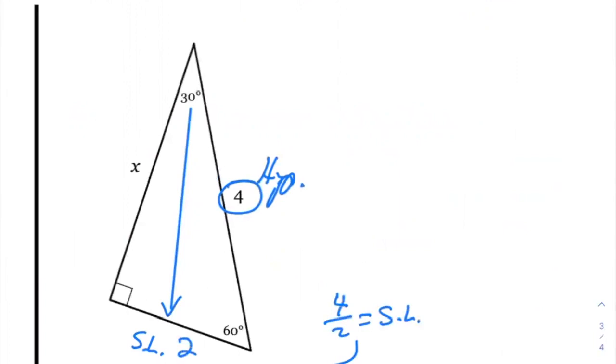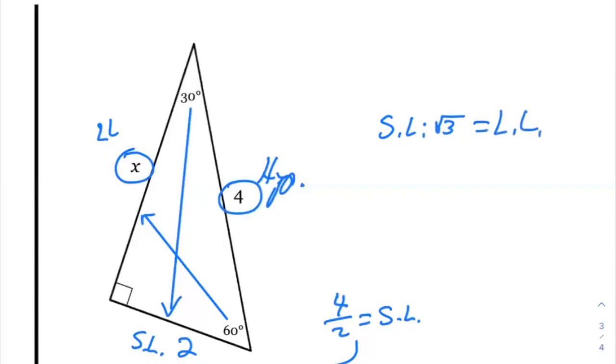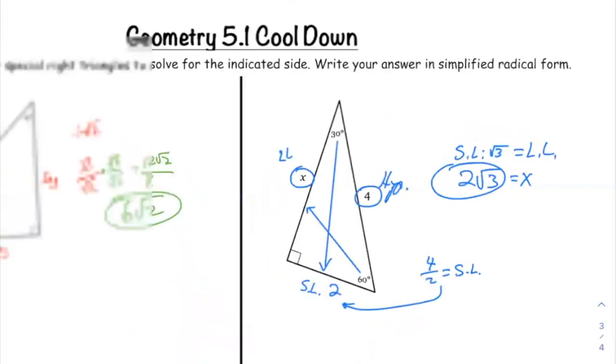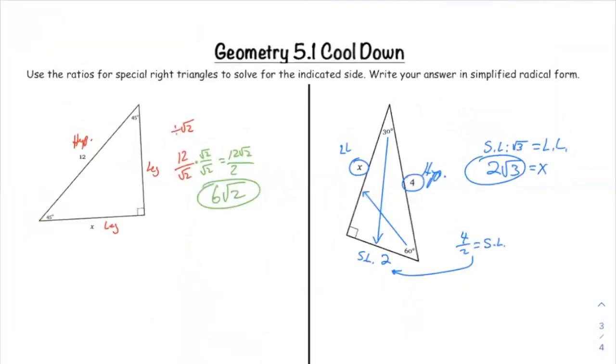But now that makes this easier to find x. So this is my long leg. It's opposite the 60-degree angle. Okay, so the long leg is short leg times root 3 equals the long leg. Short leg, we just said, is 2 times root 3 is 2 root 3. So x equals 2 root 3. Okay, that's it.